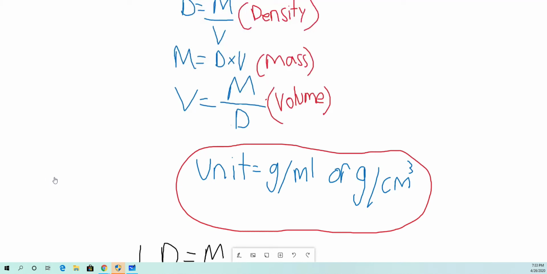Welcome back, guys. Today we're going to learn how to calculate density. You'll recall last week we learned how to calculate pressure, and about two weeks ago we learned what density was. We learned that density is the measure of the amount of stuff in an object, the measure of the compactness of an object. The more density, the more stuff in the object.